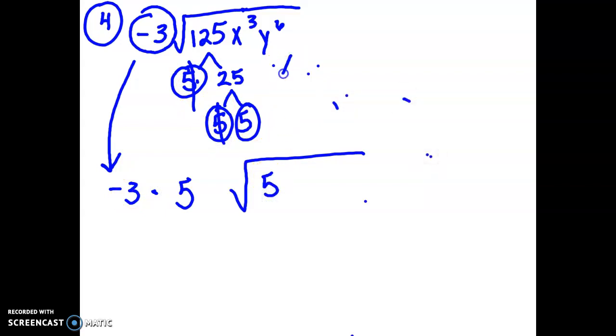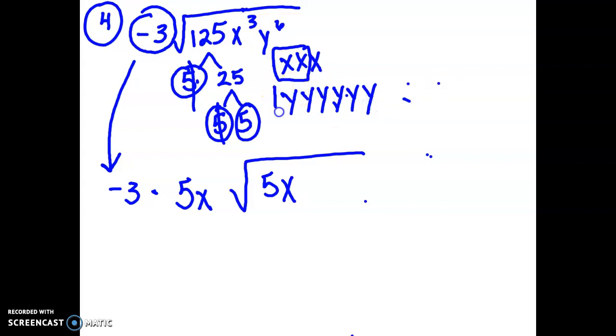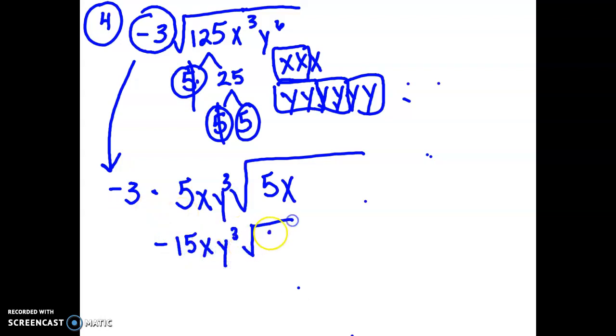Now our x's, we've got 3 of them, so our index is 2, so we're looking for how many pairs, which would be 1, with 1 left over. And then y to the 6th, so if we had 6 y's, and we're looking for our pairs, it would be 1, 2, 3, so y would be to the third power. So now we multiply that negative 3 times 5 and we get negative 15 x y to the third, radical 5x.